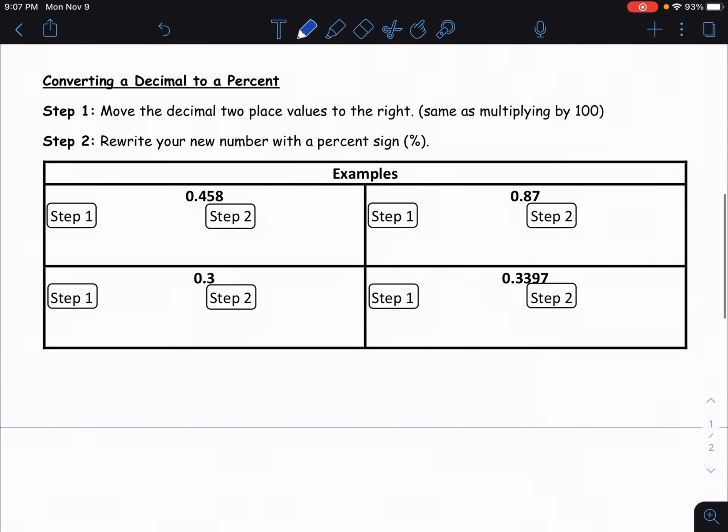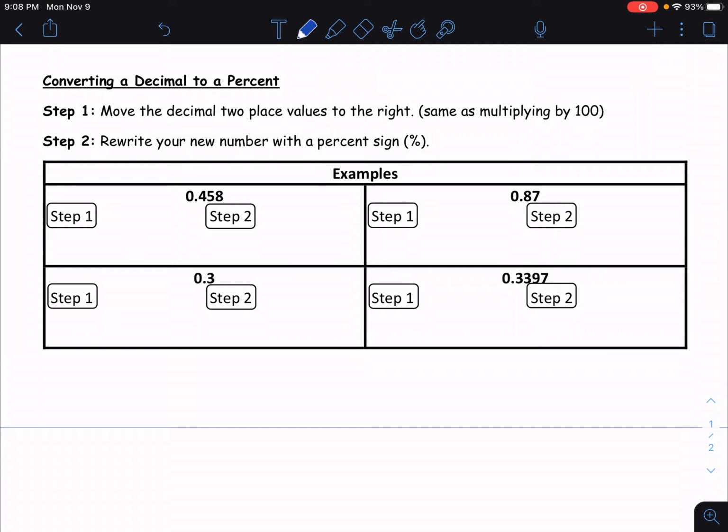Our next example, we're going to be converting from a decimal to a percent. In order to convert from a decimal to a percent, we're going to move the decimal two place values to the right. This is the same as multiplying by 100. We are going to show it using little jumps with the decimal.